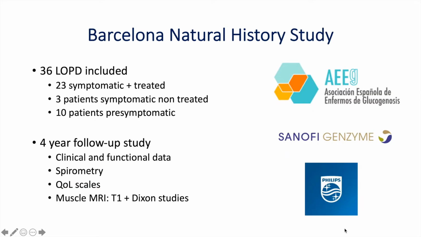So I'm going to present today some of the results of a study that we did in Barcelona some years ago. That was what we call the Barcelona Natural History Study in Pompe disease. In this study we included 36 patients with late onset Pompe disease.